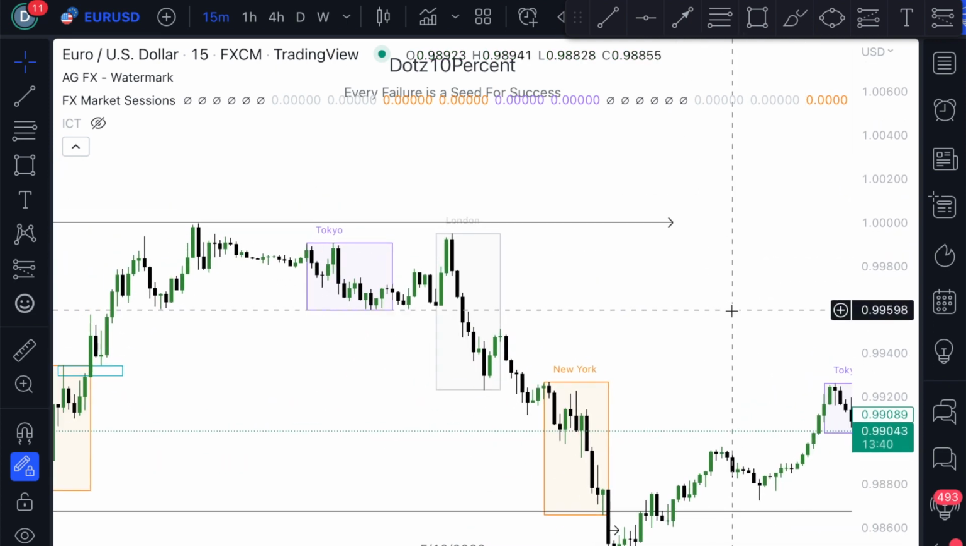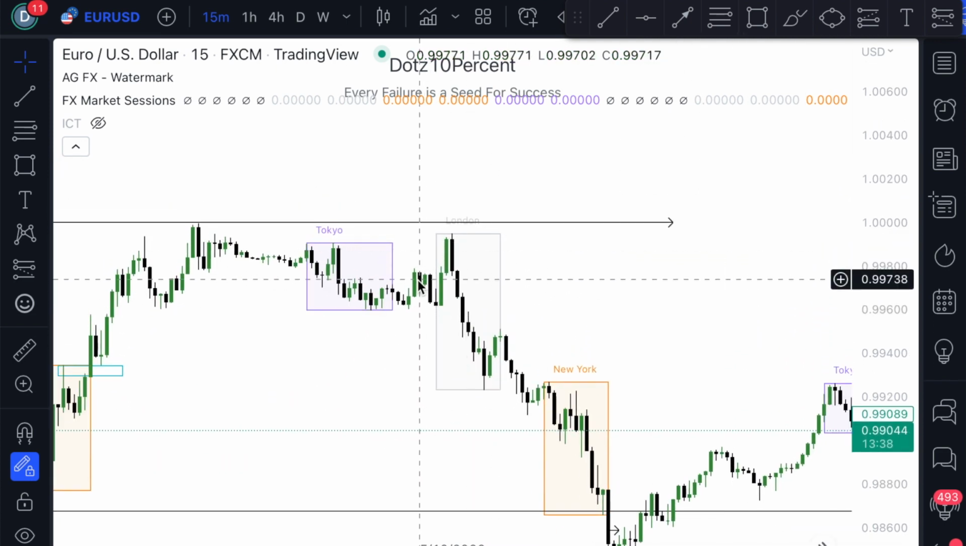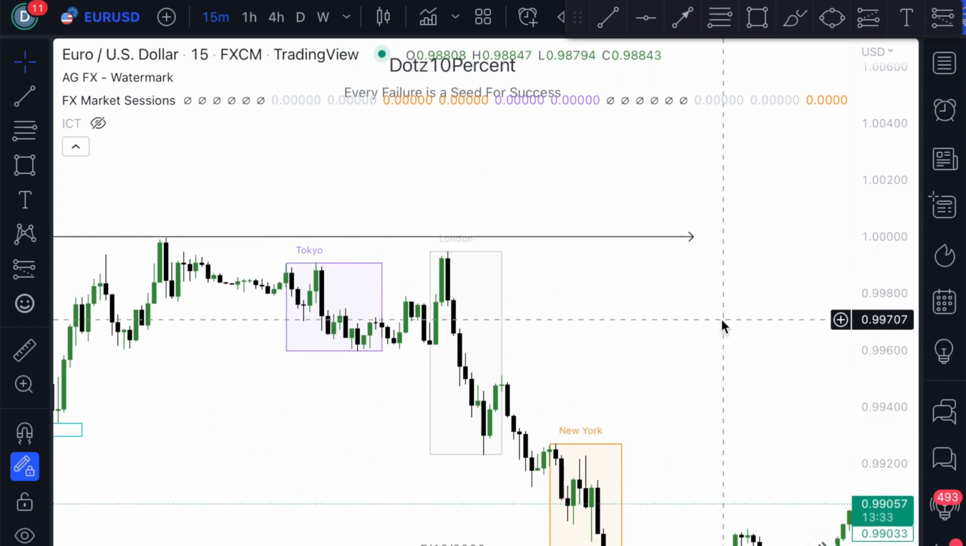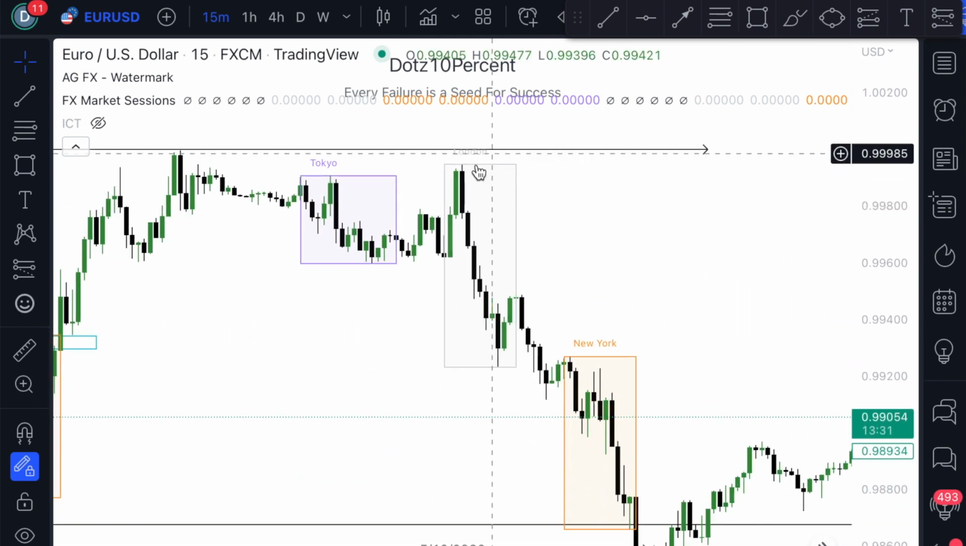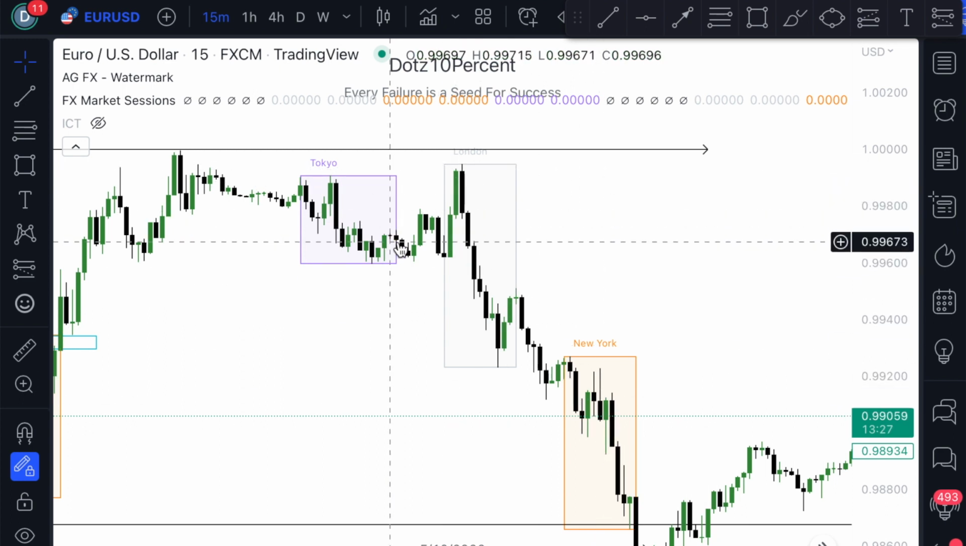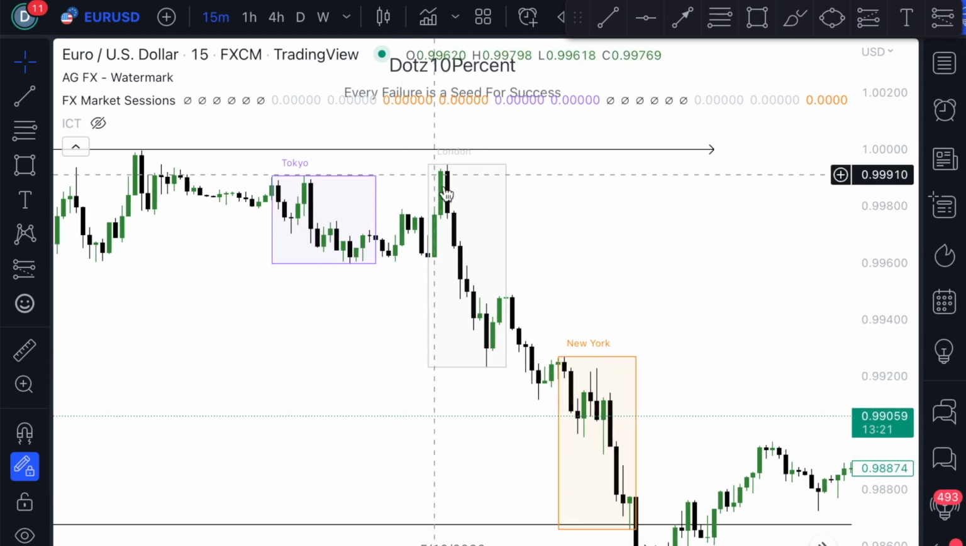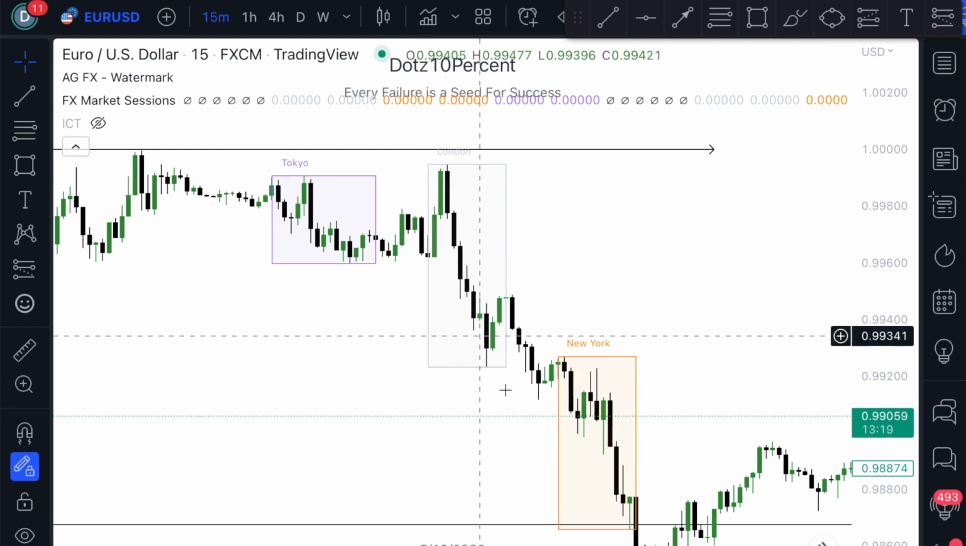Then what do we want to see? We want to see a run on Asia's high. Because what is London? London offers us a Judas swing. What is the Judas swing? Judas swing is a move in the opposite direction to the day's bias. Bearish day, Judas swing up, then move lower. So this is the move that we want to get involved in, right?